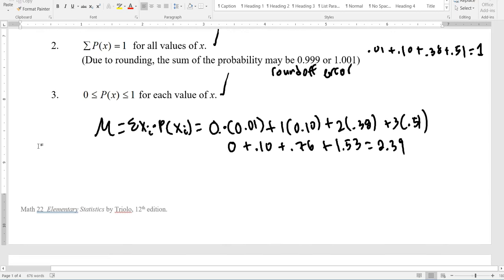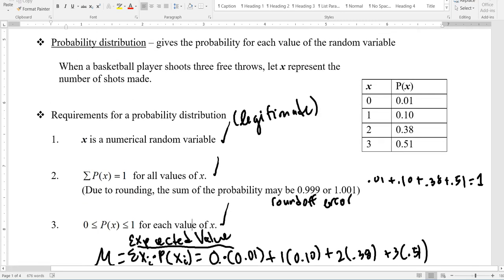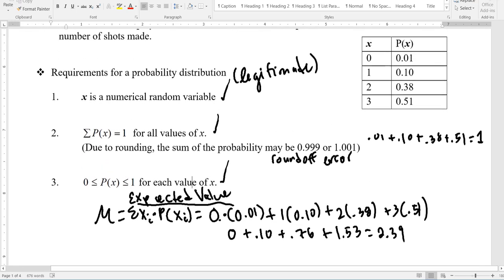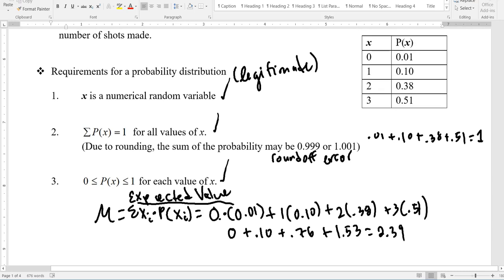So that would be the average, okay? Also known as the expected value. Let me leave that line there. Expected value. So we would expect on average 2.39 shots. He's not going to make 2.39 shots, so we would expect between 2 and 3 shots on average. And if you look, notice that's where most of the probabilities are, right?